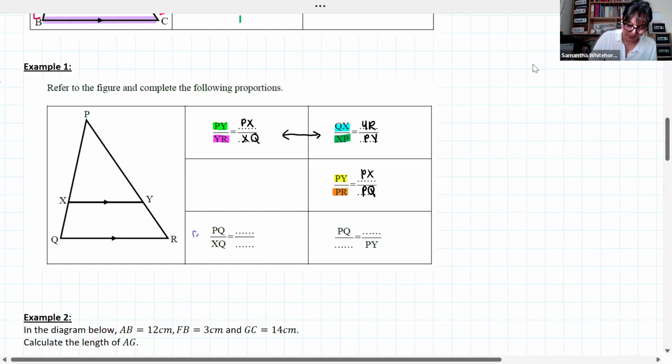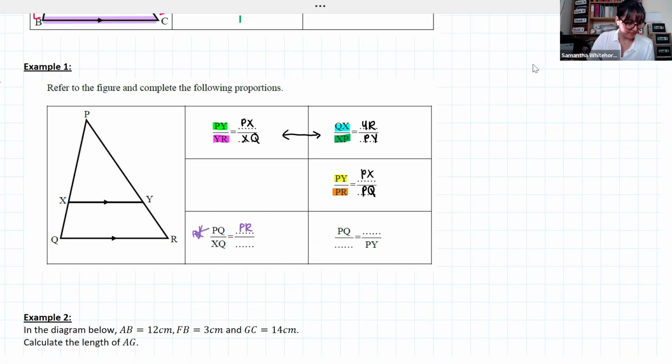Yes, ma'am. So I said PQ, I said PR over PY. Am I on the right one? Are we talking about this block over here? No, this one. Okay, sorry. Cool. Thank you. Okay, so PR, and then you gave me PY.